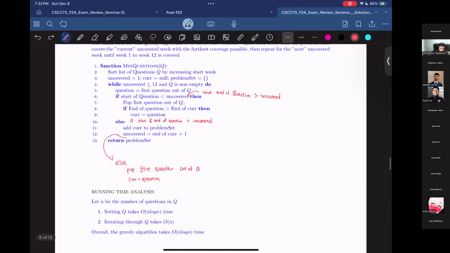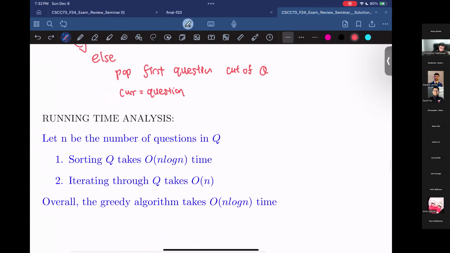So running time: sorting takes O(n log n), iterating through it takes O(n), so it's dominated by the sort, as usual for greedy algorithms, so it takes O(n log n) time.